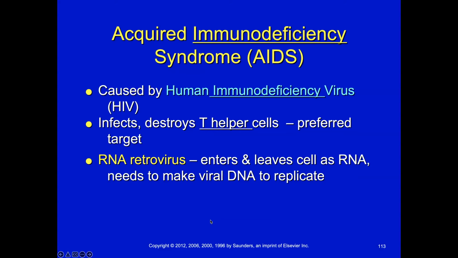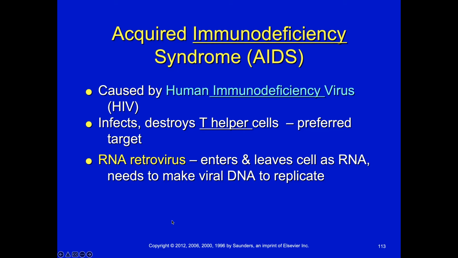So AIDS itself is the disease. It stands for acquired immunodeficiency syndrome. The virus is known as HIV, and that stands for human immunodeficiency virus. So notice the word immunodeficiency. This tells you exactly what's going on here. When the virus is infecting somebody, it's actually destroying their immune system. And it does that by infecting the T helper cells. This is their preferred target. So these are the CD4 cells that it's going after.